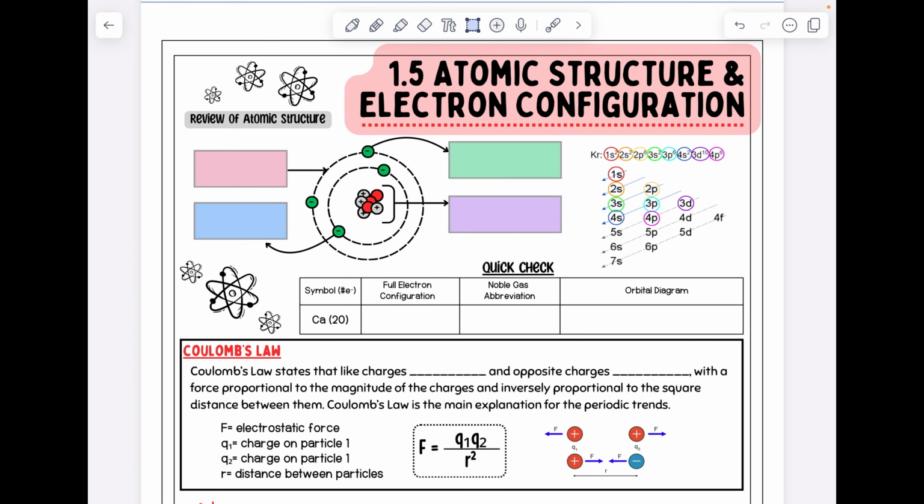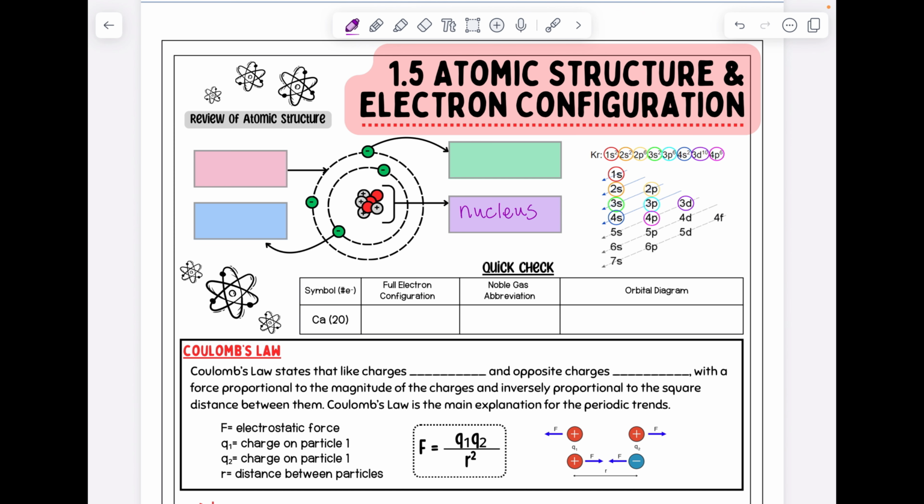Let's talk about topic 1.5, atomic structure and electron configuration. So let's just review the atomic structure. Remember, in the middle of this Bohr model, and this is a simplified view of an atom that helps us understand, right in the middle is the nucleus, and remember the nucleus contains the protons and the neutrons.